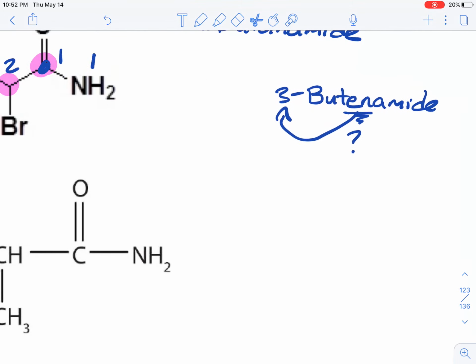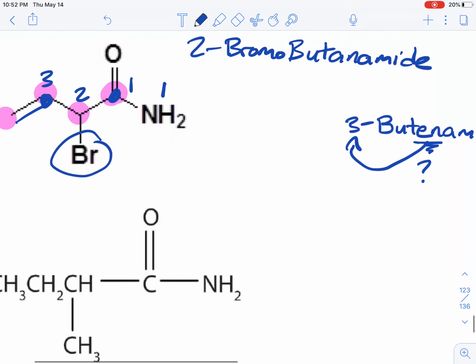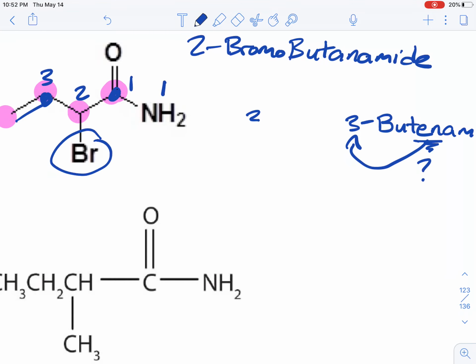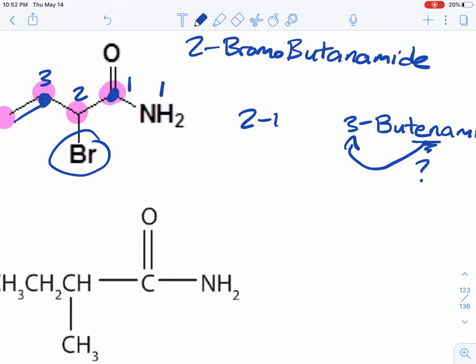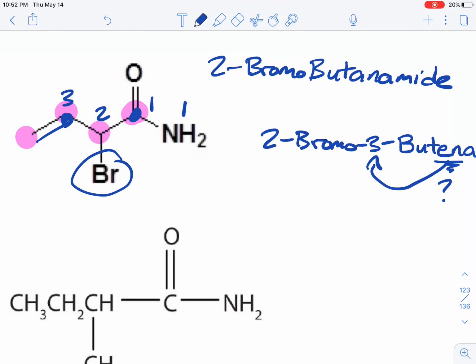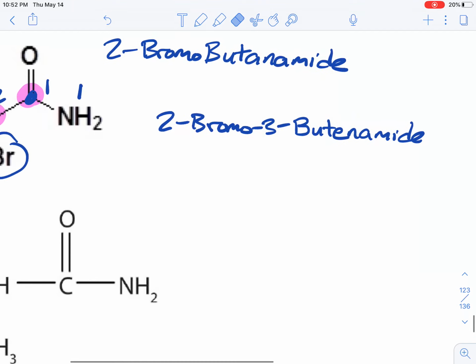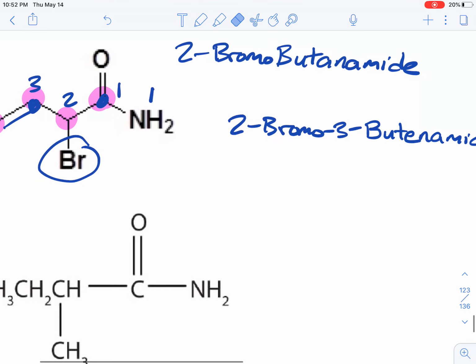And so if I were to include the 2-bromo, I would just simply put 2-bromo in front of the 3. And then put a dash to separate the 2. And so the name of this structure that you guys currently see with a double bond is going to be 2-bromo-3-butenamide. And that would be the name of that compound.